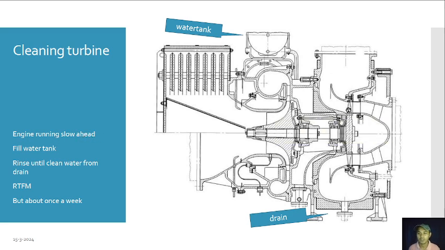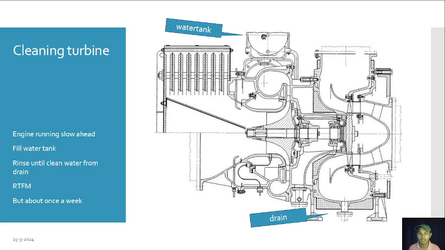So slow speed, because at full speed, the turbine will be at high temperature, and injecting water will just create damage to the metal or to the material of our turbine, because water has low temperature, and if the turbine is at high temperature, there will be thermal shock damage to our turbine blades. Okay, so we can only use water for cleaning the turbine side during slow ahead. You should fill the water tank, rinse until clean water comes from the drain.